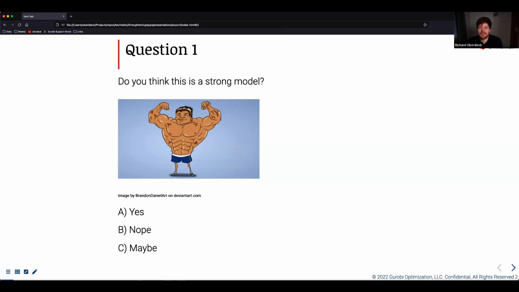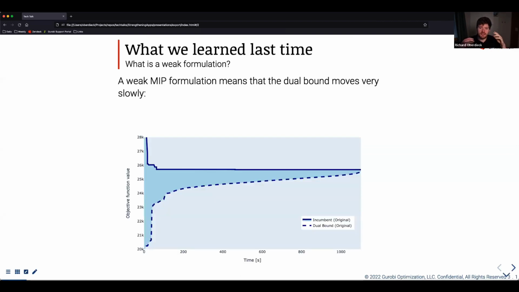Anyway, as I mentioned, this is very much a follow-up on last time. So let's very quickly recap what we learned last time. What is a weak formulation? In the most general terms, a weak formulation is a formulation where the dual bound moves slowly.